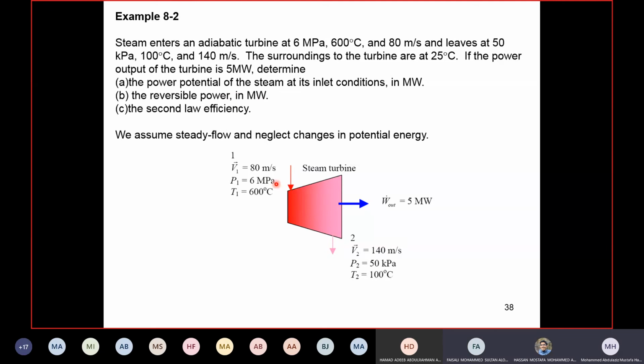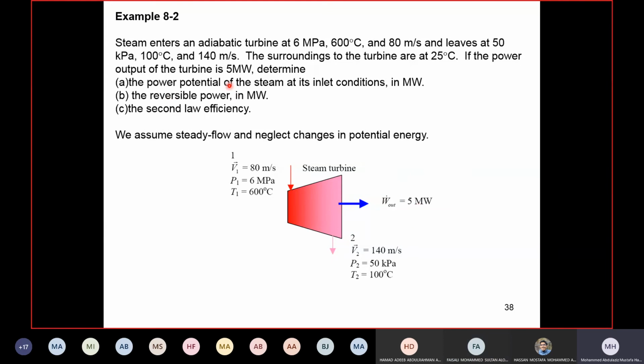Less than 5? It should be more. This is the reversible work. If this is a Carnot cycle, then we should get more work here. So this is the reversible work. You should know your answer now, that it should be more than 5.